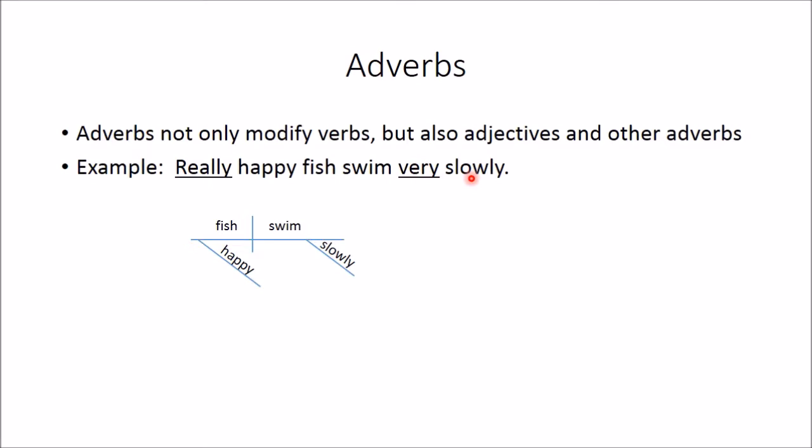And what does that look like on the diagram? We're going to put a new line under happy and add really because it's telling us how happy. We're going to put a new line under slowly and add very. So here is an example of a sentence that has 3 adverbs in it. One adverb really describing an adjective, one adverb very describing an adverb, and one adverb slowly describing a verb, okay? This one here is an adjective describing a noun.